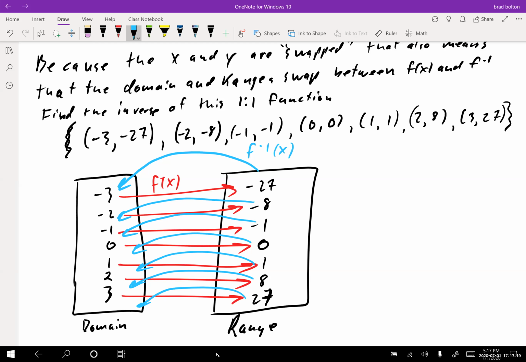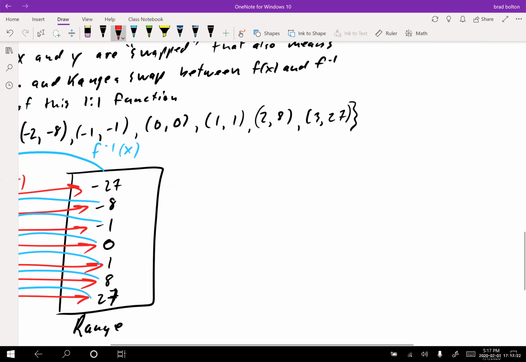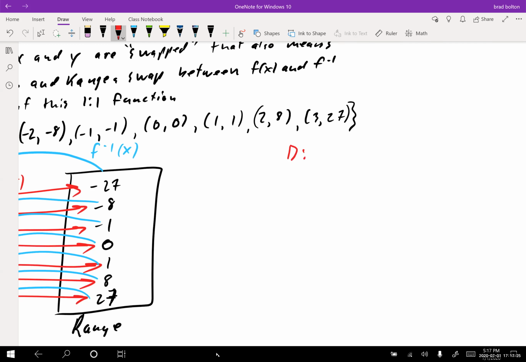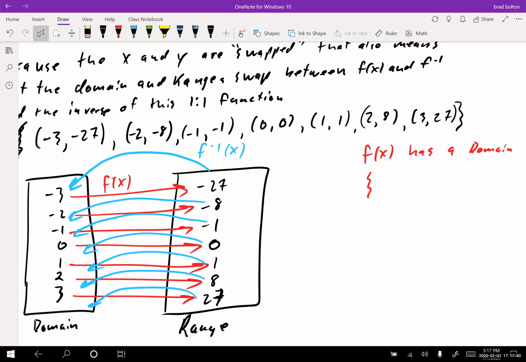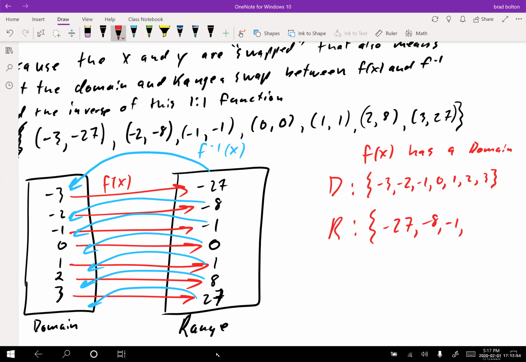So what that means is that if I want to find the domain, let me say that it's this way. F of x has a domain, and this domain would be, and again, this is just a set of numbers. It's not an interval. It's just -3, -2, -1, 0, 1, 2, and 3. And that would be the domain of f of x, right? And now here's the range. The range would be -27, -8, -1, 0, 1, 8, 27. Okay, so that would be the range.